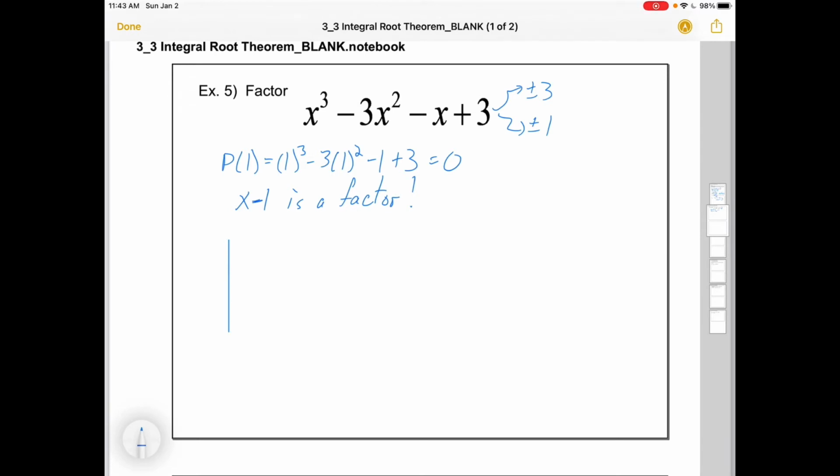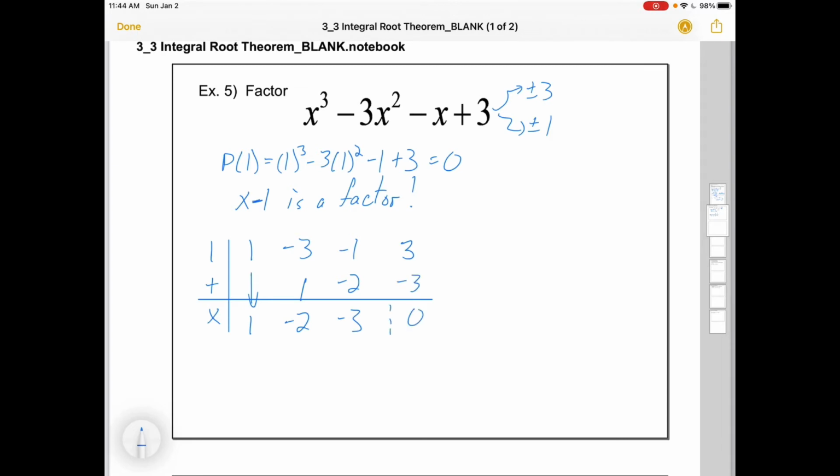I'm going to assume most people are doing it synthetically. Okay, so I'd put a 1 here, a plus and a times, and the coefficients 1, negative 3, negative 1, and 3. Pull my numbers down, add, multiply and add, multiply and, oh my gosh, there we go.